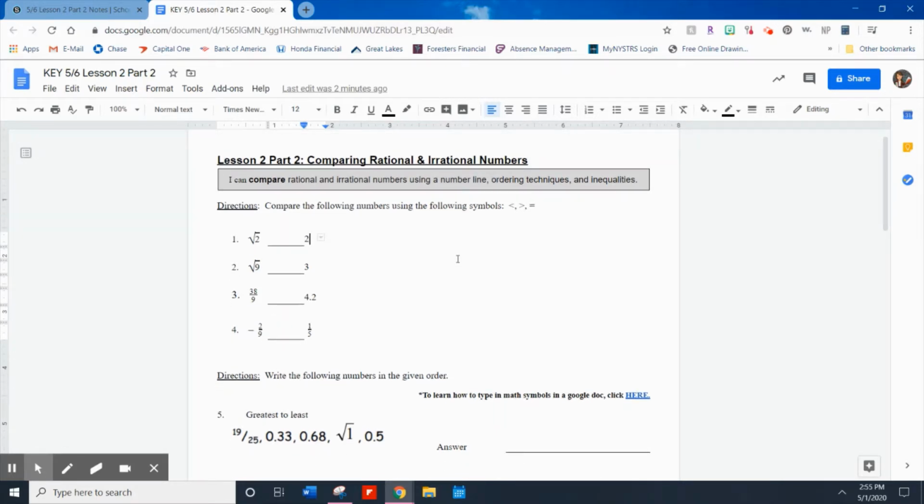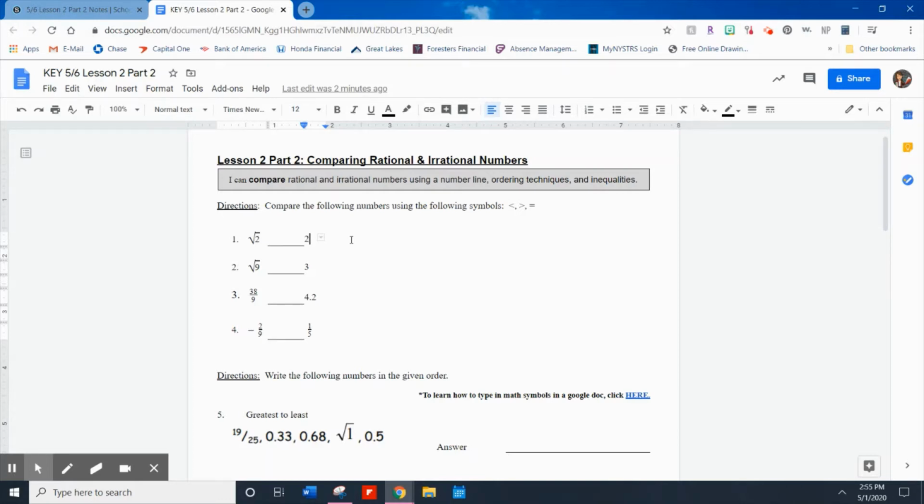Directions. Compare the following numbers using the following symbols. Remember, this symbol, the one that looks like an L, is the less than symbol. The other one is the greater than, and this should look very familiar, our equal sign. When we compare numbers, like we did on the previous lesson, we made all of our numbers into the same form. So if they were decimals, we made them all into decimals, and so on, because I suggested that it's easier to compare decimals with decimals rather than having a square root and a regular number.